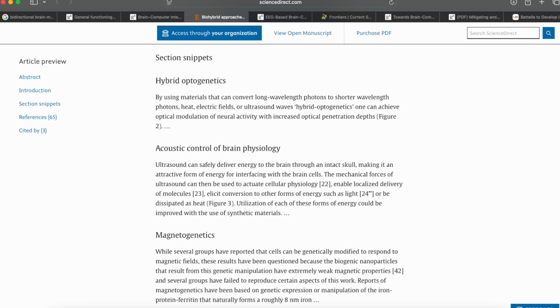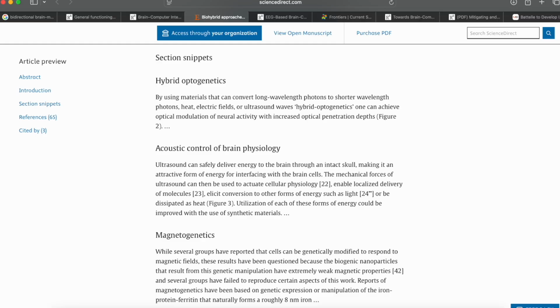Acoustic control of brain physiology. Ultrasound can safely deliver energy to the brain through an intact skull, making it an attractive form of energy for interacting with brain cells. The mechanical forces of ultrasound can then be used to actuate cellular physiology, enable localized delivery of molecules, elicit conversion to other forms of energy such as light, or be dissipated as heat. Utilization of each of these forms of energy could be improved with the use of synthetic materials.